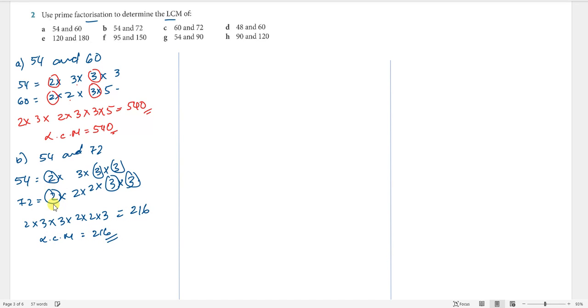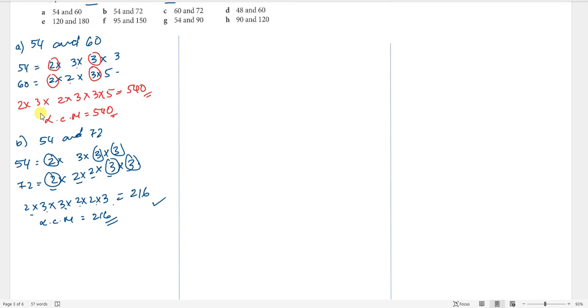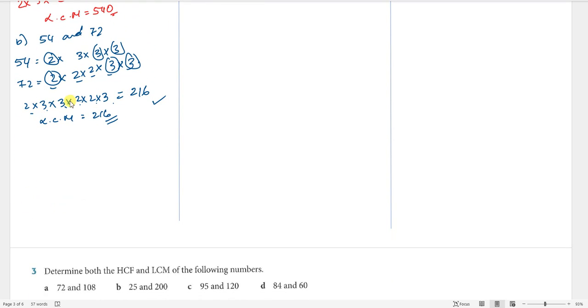Very easy. You see first side 2, 3, 3. So we write 2, 3, 3. The remaining is 2, 2, and 3. No chance of mistake. Okay, question C. C is 60 and 72.